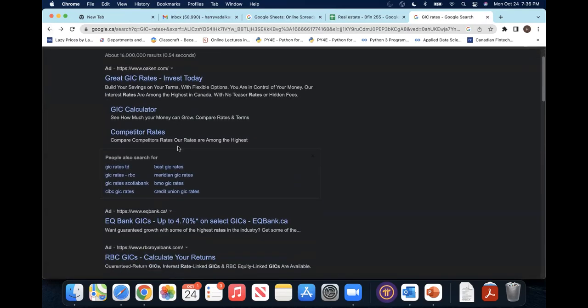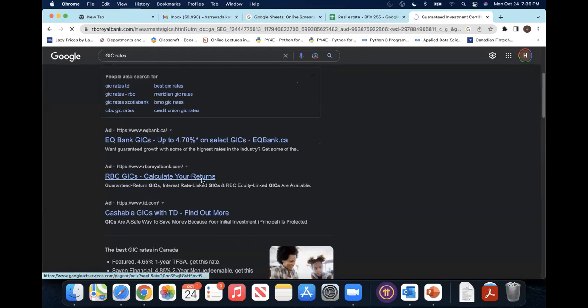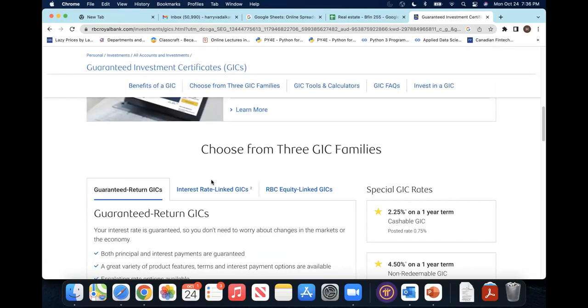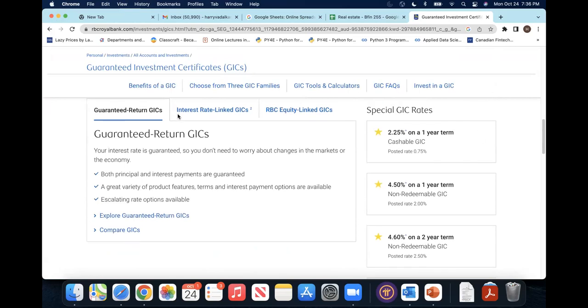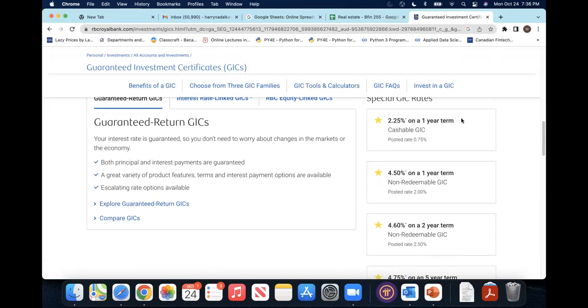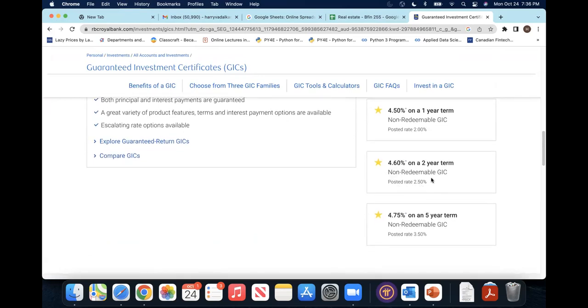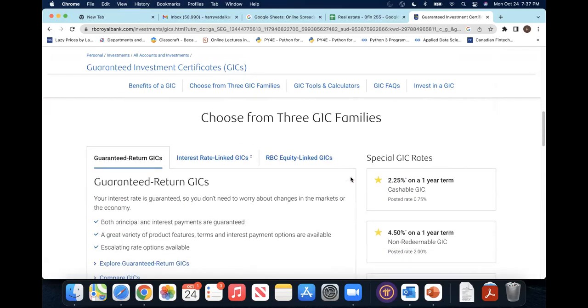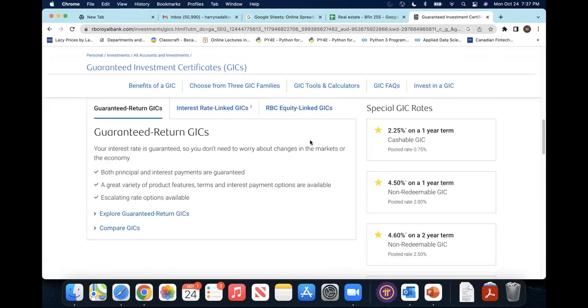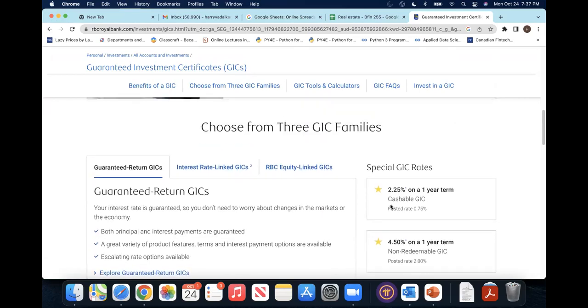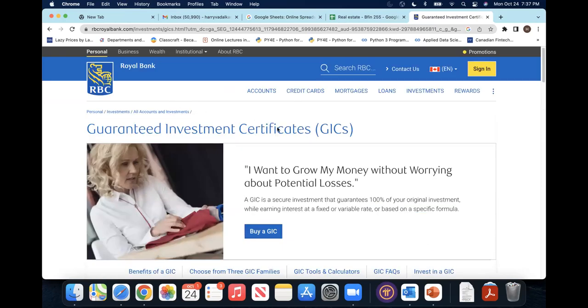Okay, so let's look at RBC or something. Yeah, so posted rates, if you say it's 2.25% on a year, right? Always go by the posted rate. They are running some offer where they pay a little bit higher interest for the initial part and a lower rate later on. So the posted rate is 2.5%, 3.5%, etc. Right? So these are the GIC rates at Royal Bank.